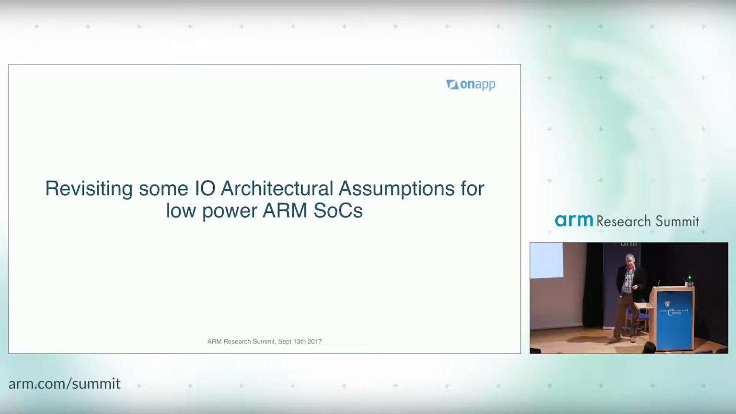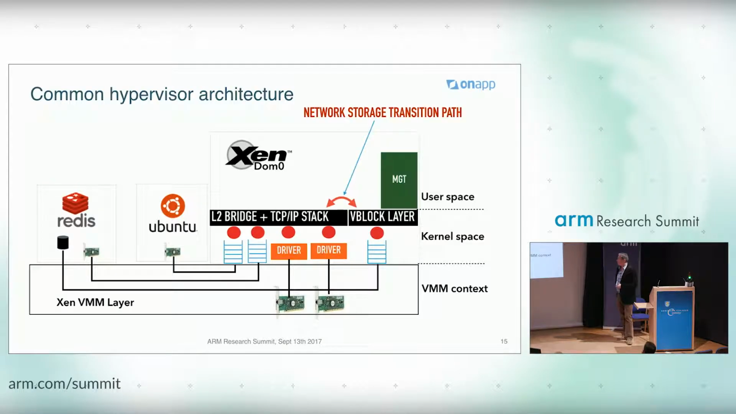So as part of this work, we've been revisiting some I/O architectural assumptions for this system. A common hypervisor architecture, focusing on the Xen system in particular, would be that we have a type 1 hypervisor layer that sits at the lowest level of the stack. And then we have a control management domain that handles the I/O multiplexing for all the paravirtualized I/O resources, and it is responsible for ensuring that the physical hardware I/O is efficiently presented to the guest virtual machines.